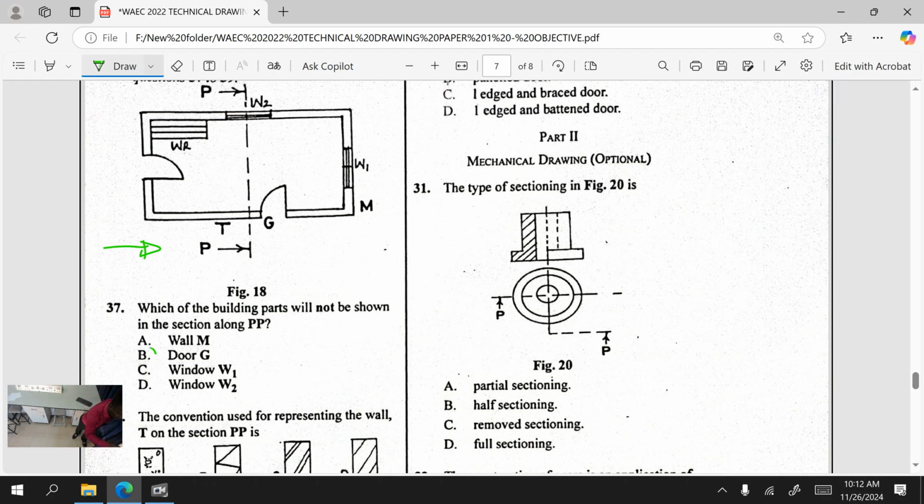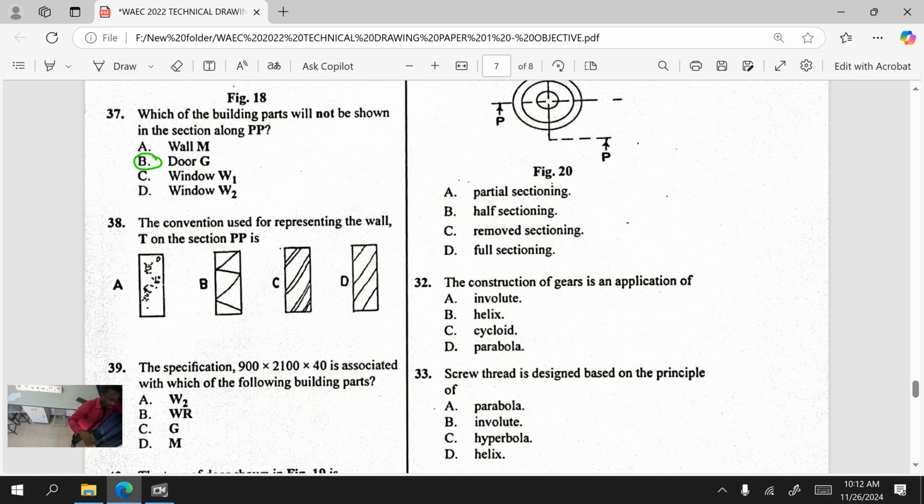But dot G will not be seen. At the point of that dot G, the wall will be seen. Wall T will be seen. We will not see the door. So the cut takes place at that wall, so it does not get to that door. So you will not be seeing the door, G. Let's go to question 38.